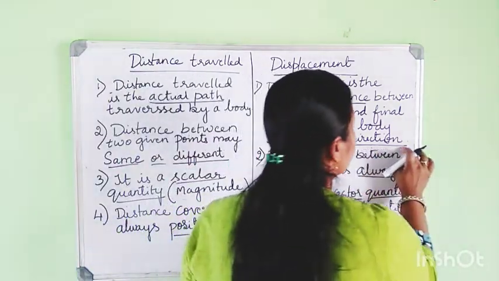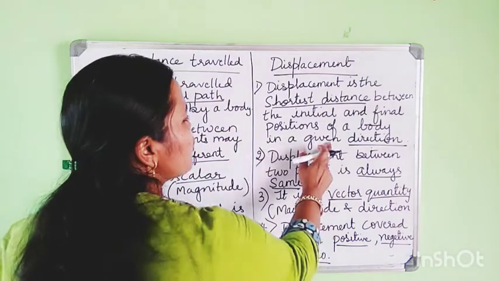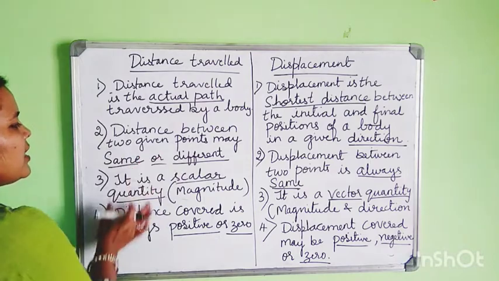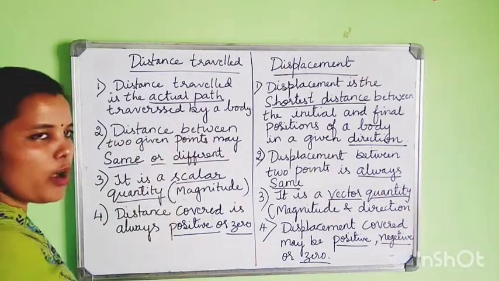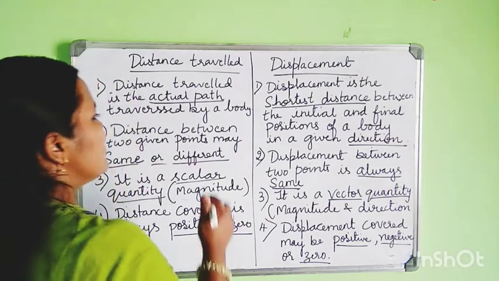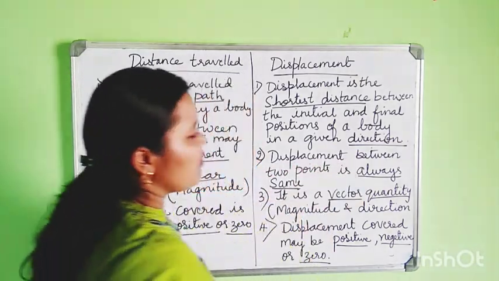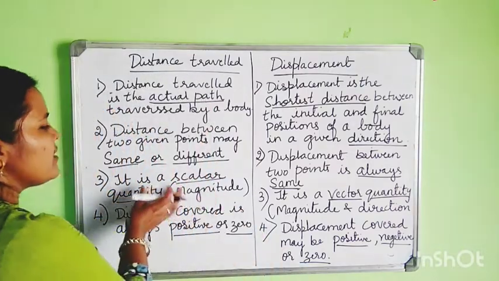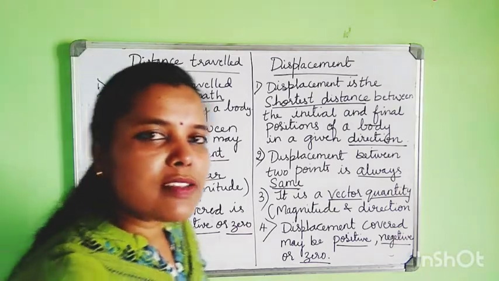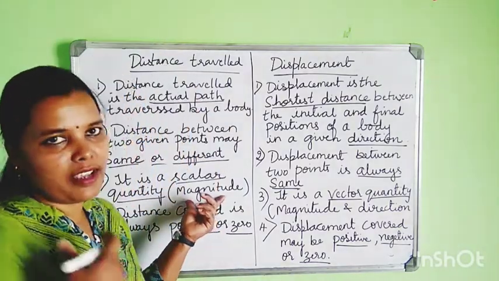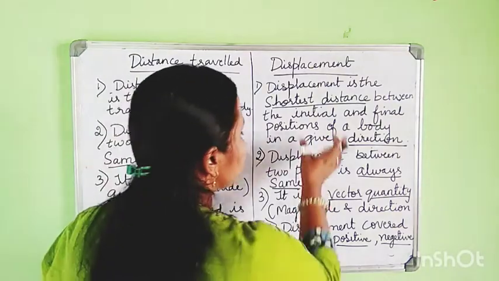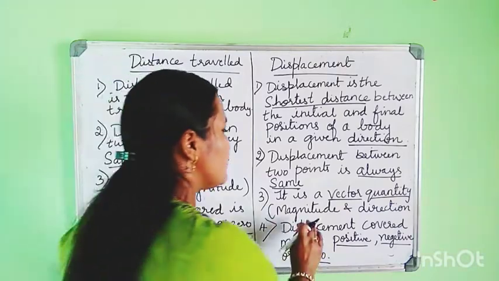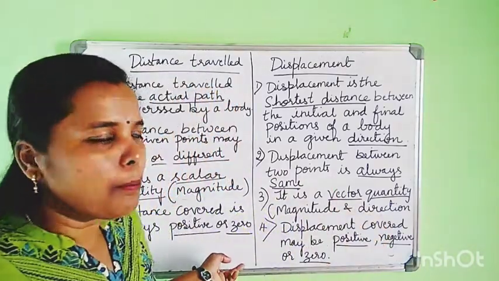See, I have underlined direction here because it mentions direction along with distance traveled. Next, the distance between two given points may be the same or different, and the displacement between two given points is always the same because it is the shortest distance. Distance traveled is a scalar quantity because it needs only magnitude for its complete description, and displacement is a vector quantity because it needs both direction and magnitude for its complete description.